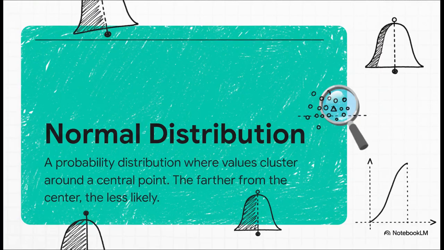So here's the key takeaway. In a normal distribution, most of the data points just love to huddle together right in the middle, around that central peak. And as you move further away from that center, in either direction, the values get less and less likely. It basically tells you what's expected and what would be a real surprise.